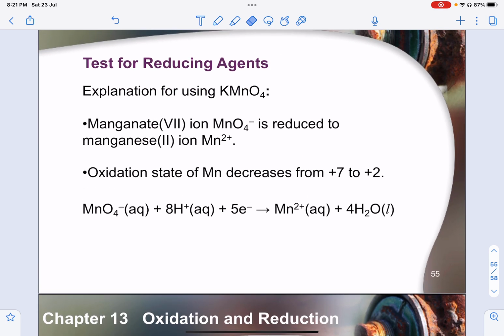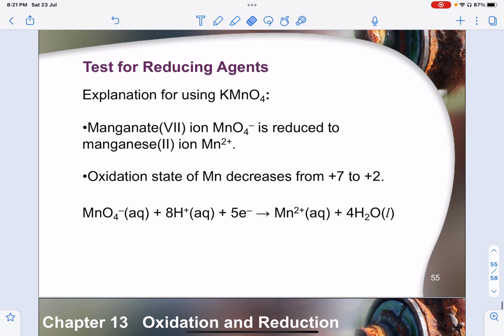Generally, this is the explanation of using potassium manganate. Basically, the MnO4⁻ will be reduced to Mn²⁺ ions, and this change in oxidation state decreases from +7 to +2. How is it +7? So let's do a calculation.